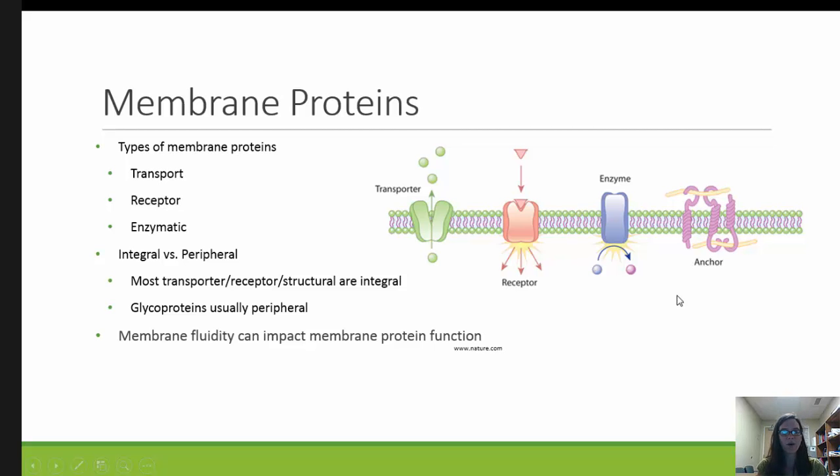We already talked about integral versus peripheral proteins. And one thing that we should note is that these proteins are embedded in this phospholipid bilayer, and of course it looks very stable here, but really these proteins are moving across the lipid bilayer at any time. And really the properties of the phospholipid bilayer can impact the fluidity of the membrane, and that can impact how these proteins are moving and how they're functioning as well. And we'll talk more about that, especially in our lipid section.